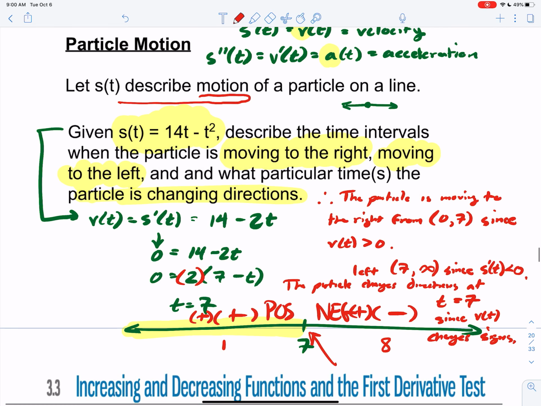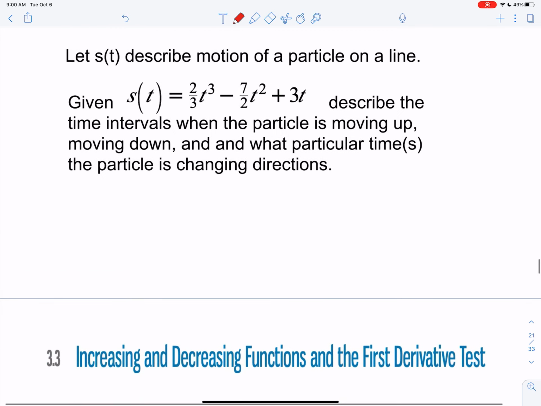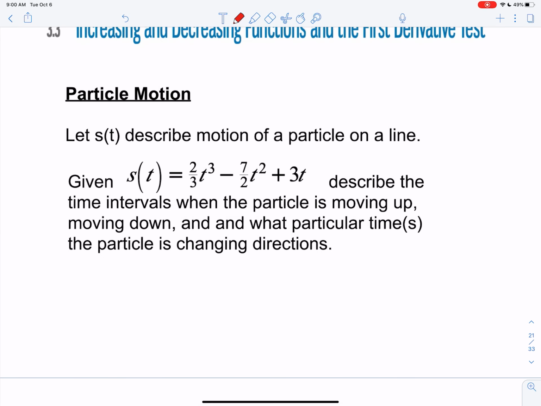I'm going to have you guys try that. I think I have one more for you guys, and then we're all done, okay? Let's try this one out. Write it down. Here's S of t. Now, instead of moving left and right, this particle is moving up and down, okay? Try this one out and then press play whenever you're stuck or ready, okay?